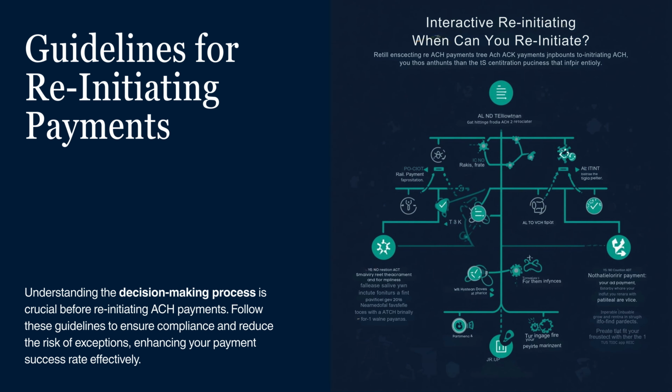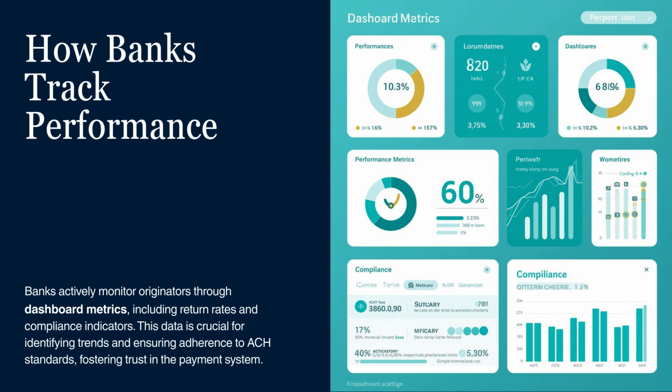Not all returns can be reinitiated. Administrative returns may allow limited retries. Unauthorized returns generally should not be reinitiated without new authorization. Reinitiating incorrectly increases risk and scrutiny. Banks monitor total return rates, unauthorized return rates, and repeat failure patterns. These metrics influence limits, reviews, and sometimes your ability to continue originating ACH debits.